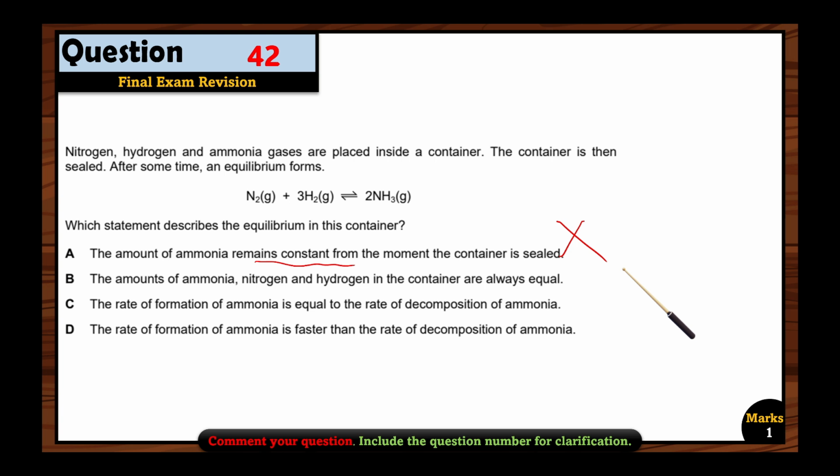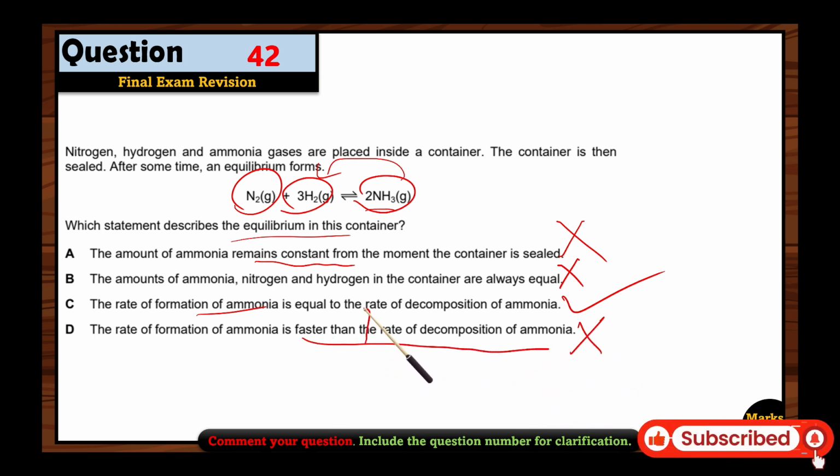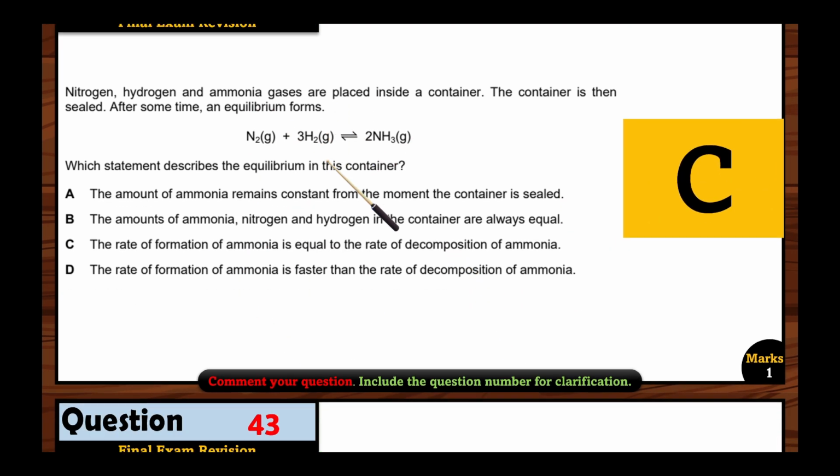The amounts of ammonia, nitrogen and hydrogen in the container are always equal. No, that's not right, because if you see, hydrogen is 3 moles, nitrogen is 1 mole and ammonia is 2 moles. So the numbers are not equal. The rate of the formation of ammonia is equal to the rate of the decomposition of the ammonia. Yes, that's right, at equilibrium. So that option is the right option. Let's see the fourth. The rate of formation of ammonia is faster than the rate of decomposition. Wrong, because at equilibrium, the forward and reverse rates are equal. So option C is the right option.